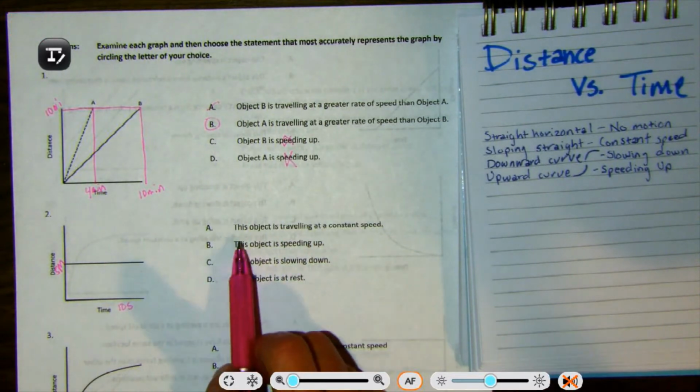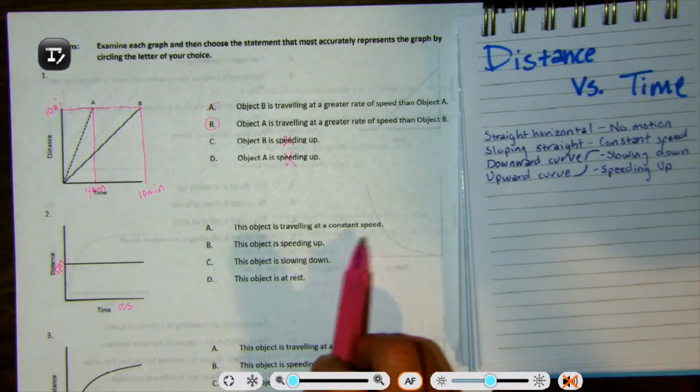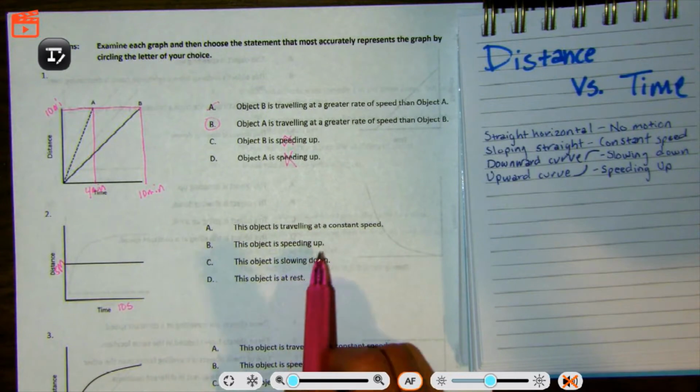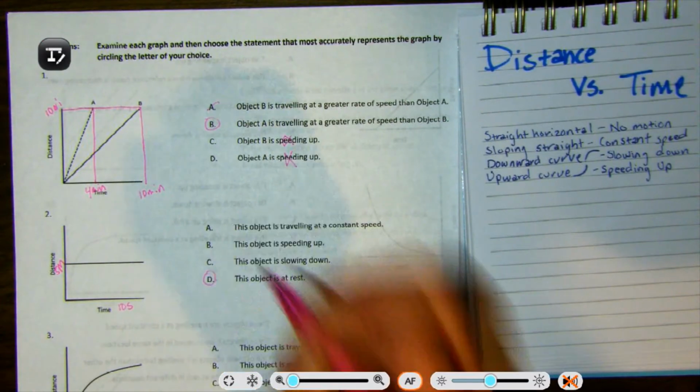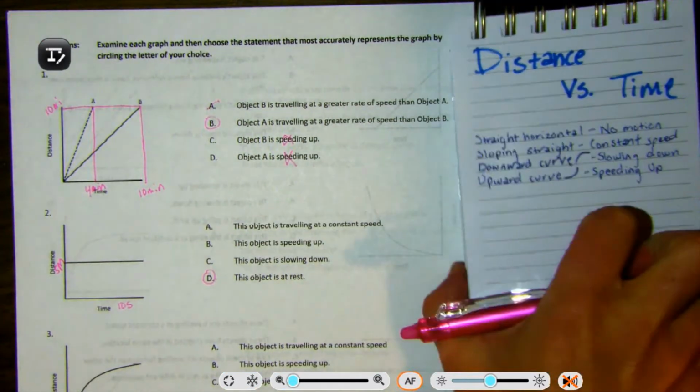So the object is traveling at a constant speed? No, because it's not moving. The object is speeding up? No, it's not moving. The object is slowing down? No, it didn't even start, right? So D, the object is at rest. Perfect. All right, so 3.